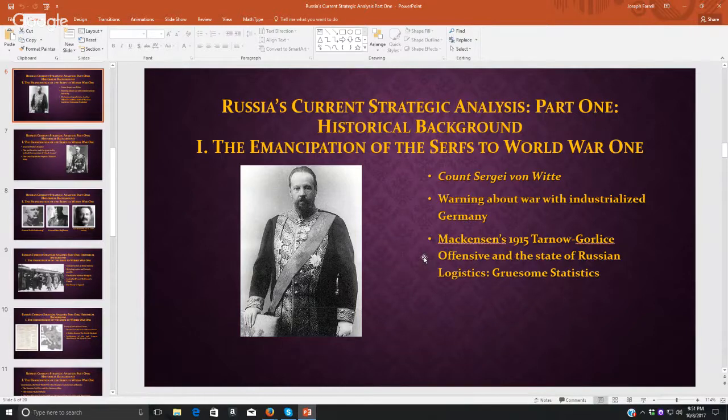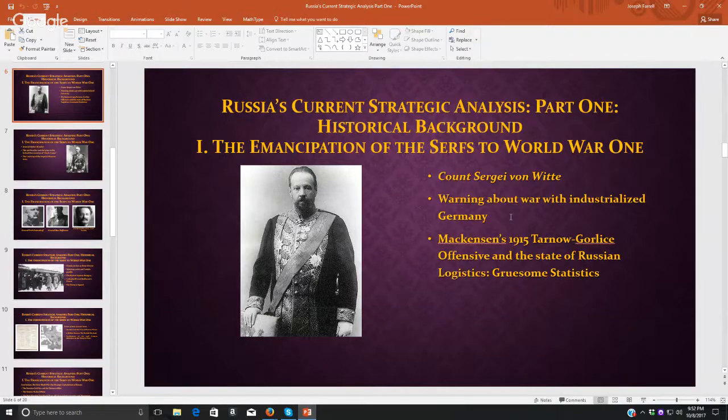Okay, so Sergei von Witte, and if you've ever watched the old movie Nicholas and Alexandra, there's a brief period where you see Sergei von Witte warning the Tsar not to mobilize against Germany. And he makes the case that a war with industrialized Germany is just not going to go Russia's way, in spite of Russia's vast manpower superiority over Germany at that time.